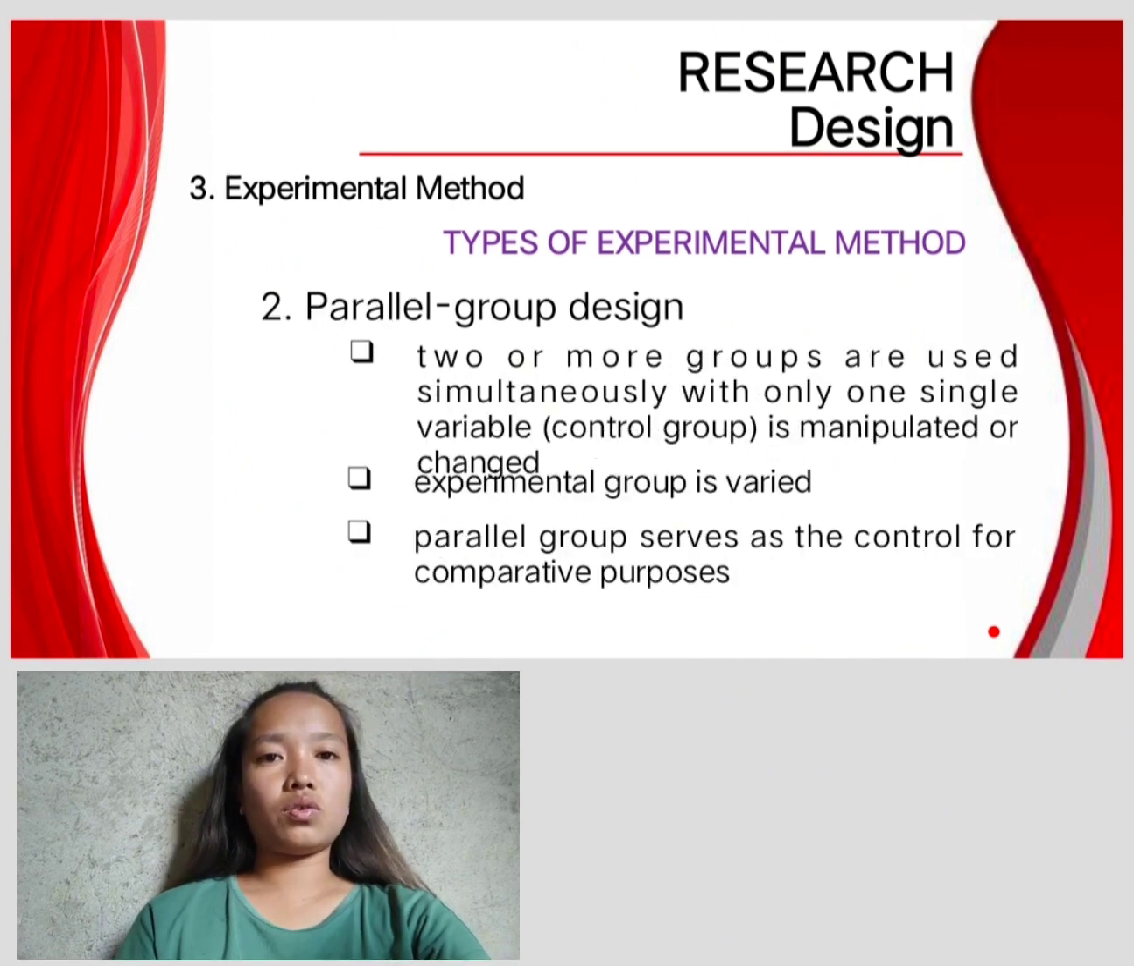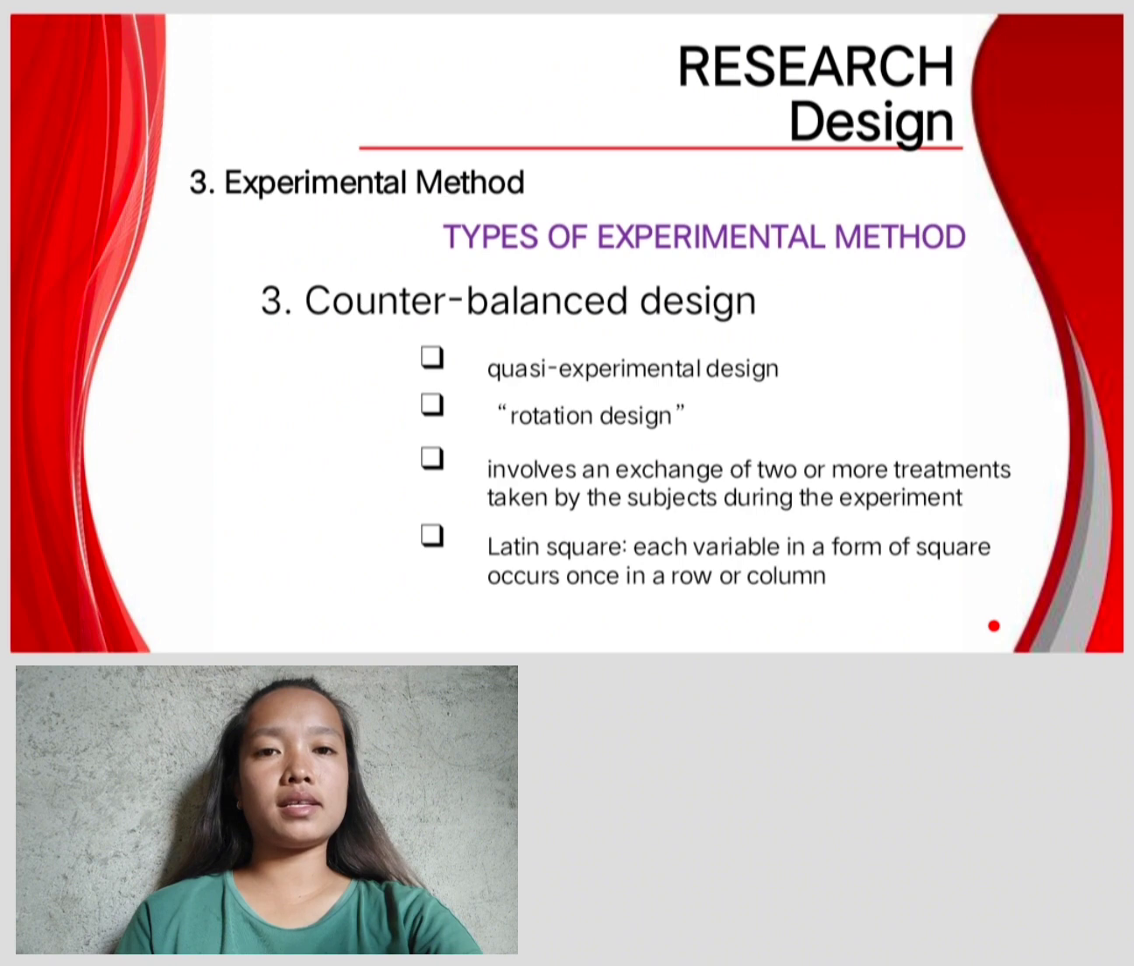Parallel group design: two or more groups are used simultaneously with only one single variable or control group. The experimental group is manipulated or changed, while the parallel group serves as the control for comparative purposes. Counterbalance design, a quasi-experimental design, also called rotation design, involves an exchange of two or more treatments taken by the subject during the experiment. Latin square: each variable in the form of a square occurs once in a row or column.